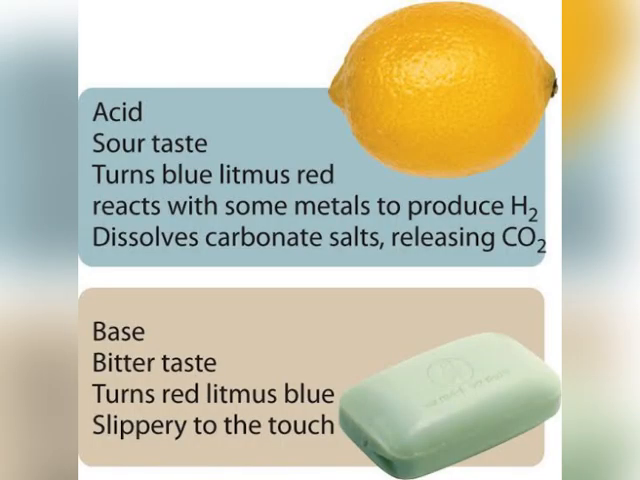And here are the differences between acid and base. The acid has a sour taste. It turns blue litmus red. It reacts with some metals to produce hydrogen. It also dissolves carbonate salts, releasing carbon dioxide. While the base has a bitter taste. It turns red litmus blue, and it is slippery to the touch.